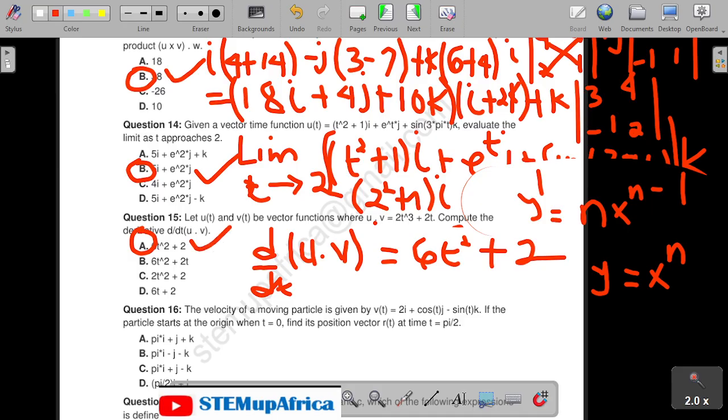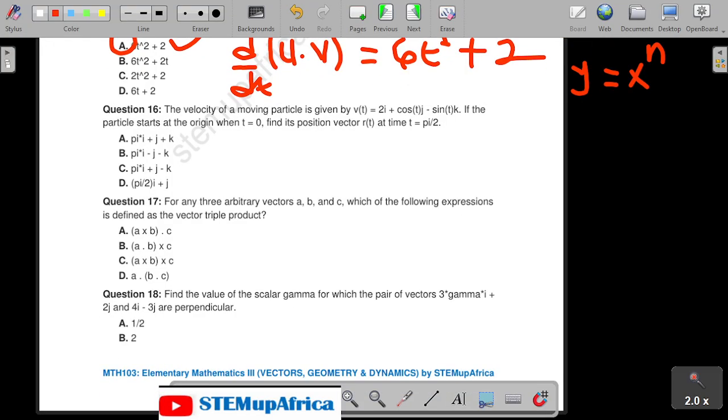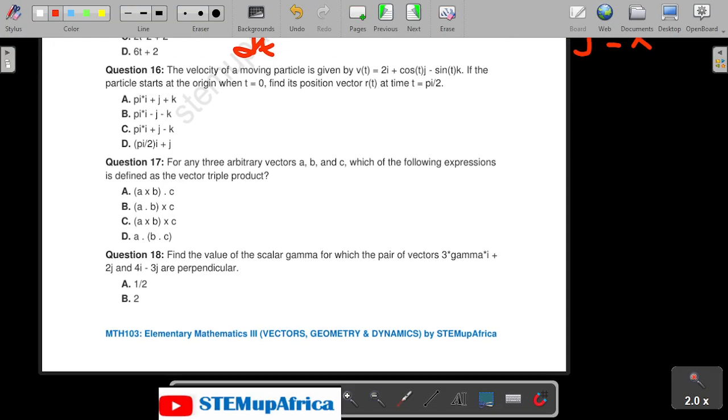Then let's look at question 16. Say the velocity of a particle is given as this. If the particle starts from the origin, meaning at time 0, find its position r(t) when t is pi over 2. So the position, I mean the distance, and they give us the velocity. So what we are going to do is write from everyday physics. We know that velocity is distance over time. So in place of v, I will put dr over dt.